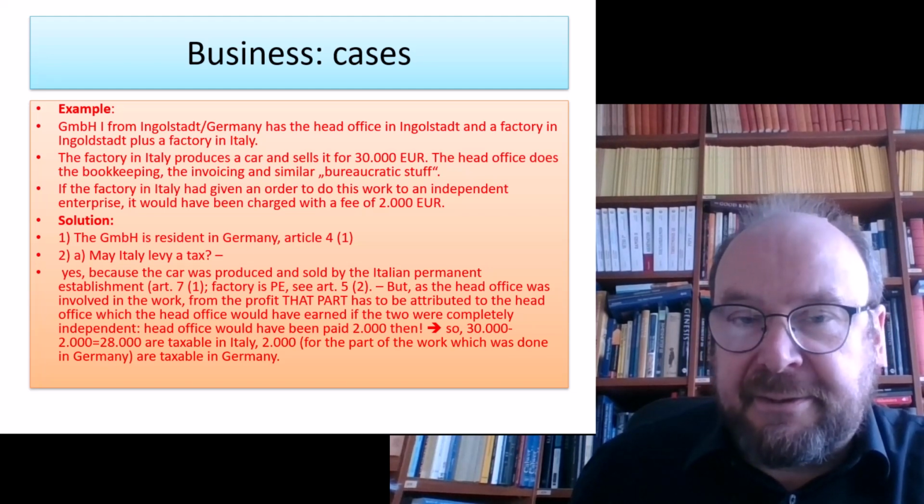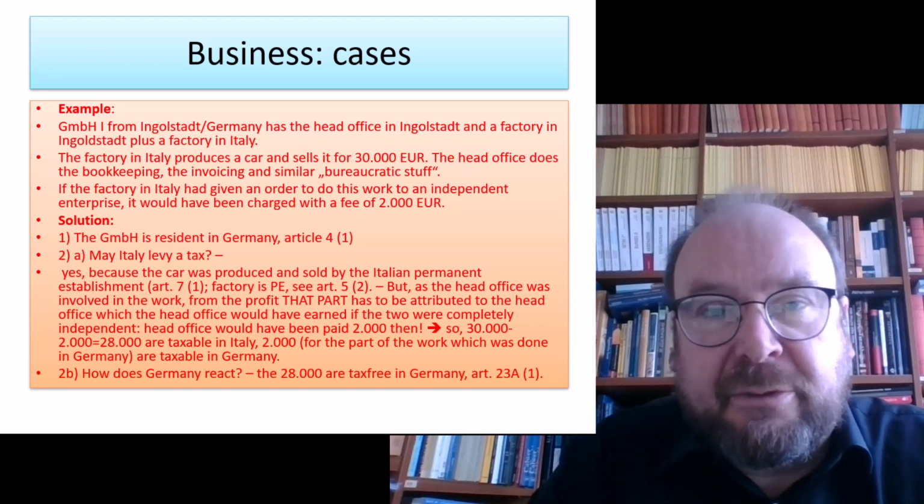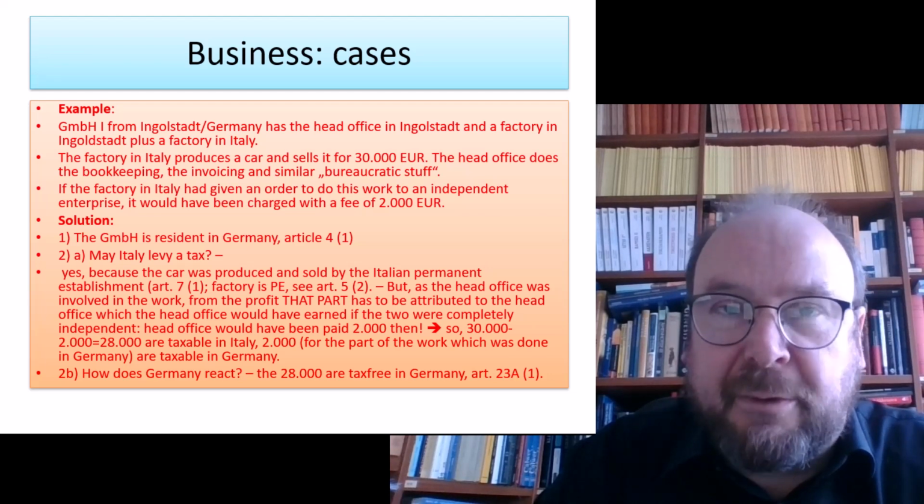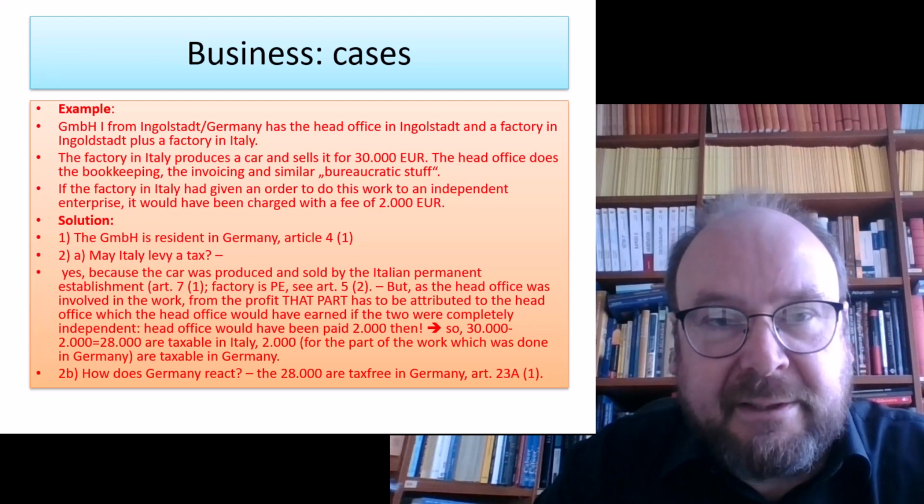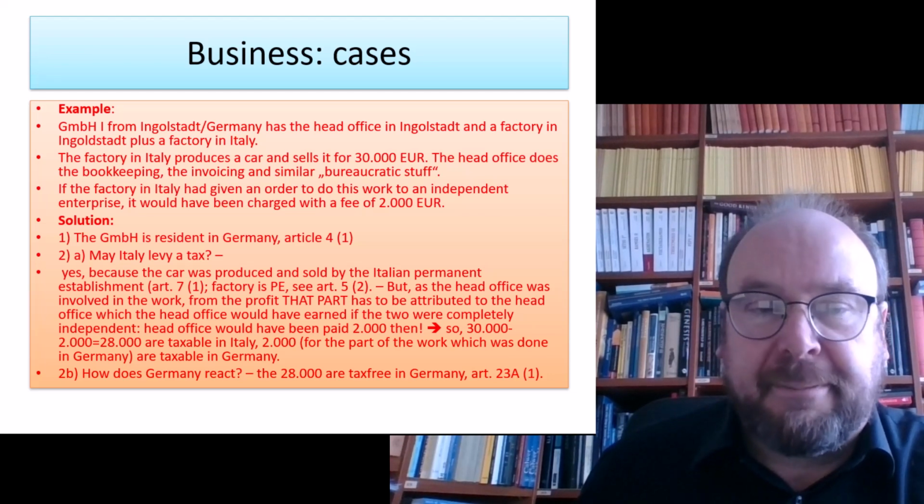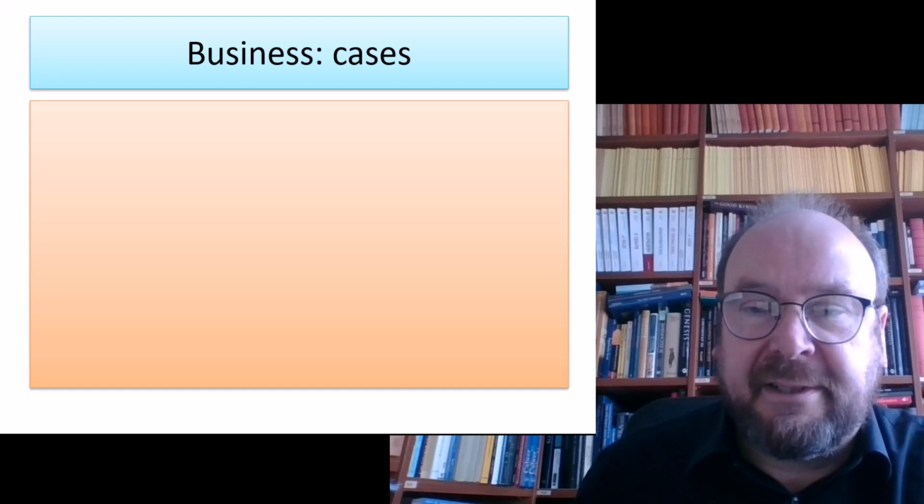So 28,000 can be taxed by Italy. How does Germany react? It's again 23a, the exemption article, which says that what the Italians can tax, and do tax, will be exempted from tax in Germany. Okay, seems to be easy and is easy.